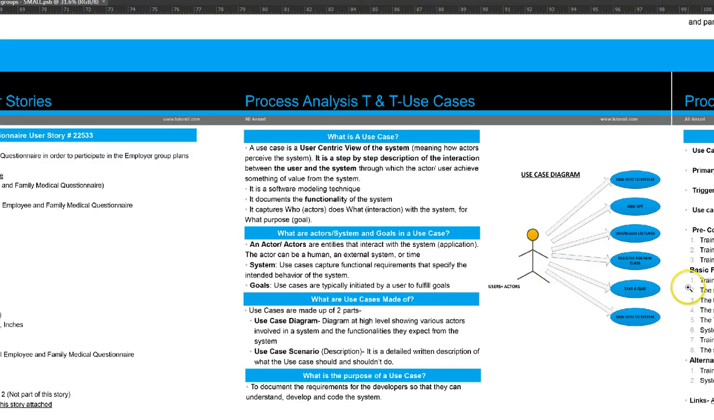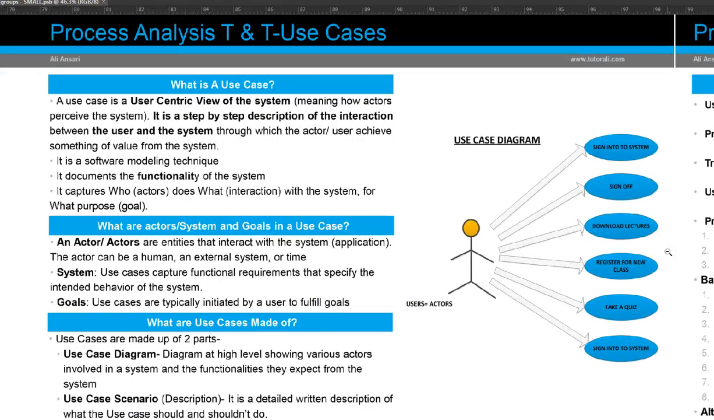And where did we get these requirements from? We got them in our meeting from the stakeholders. Stakeholders said, okay, I want the user or the actor to be able to sign into the system, to take a quiz, to download lectures and stuff like that. So you'll make a really quick use case diagram showing what the actors should be able to do. And these diagrams go on to the developer so that it's really easy to understand, so they know exactly what they are working with.